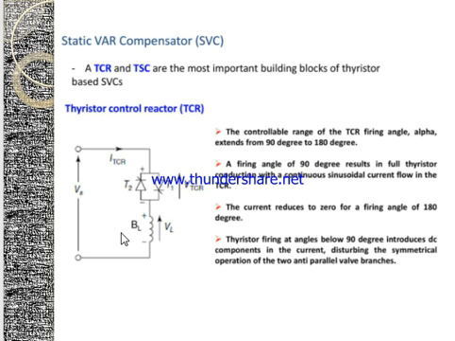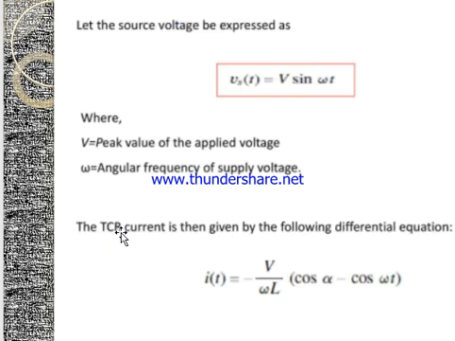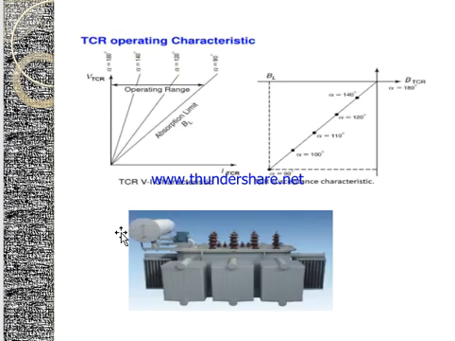Thyristor firing at angles below 90 degrees introduces DC components in the current, disturbing the symmetrical operation of the two anti-parallel valve branches. For example, let us consider the source voltage Vs(t) equal to Vm sin omega t. Here Vm is the peak value of the applied voltage and omega is the angular frequency of the supply voltage. So the TCR current is given by i(t) equal to minus V by omega L into cos alpha minus cos omega t.